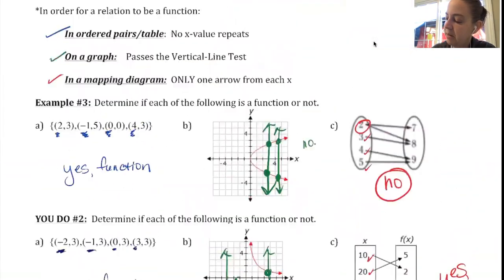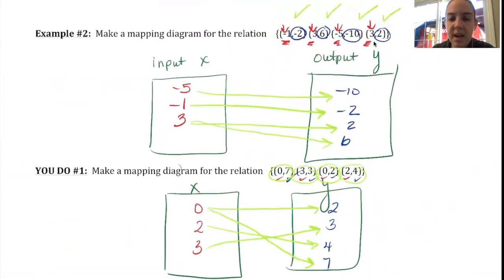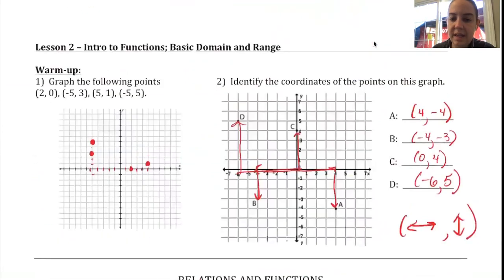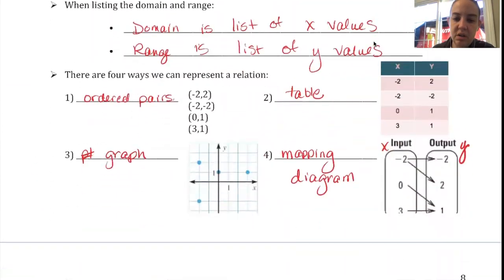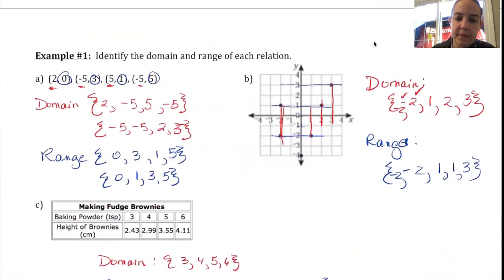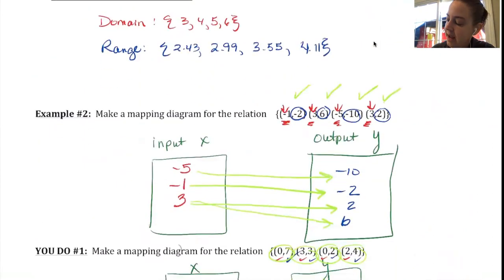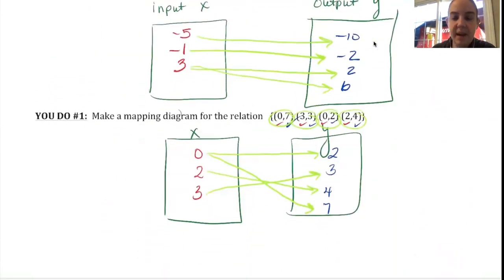That's what I have for domain and range today. So what I'm going to have you do is list out domain and range like this. And then sometimes we have to make a mapping diagram. So good job, and let me know if you have questions.